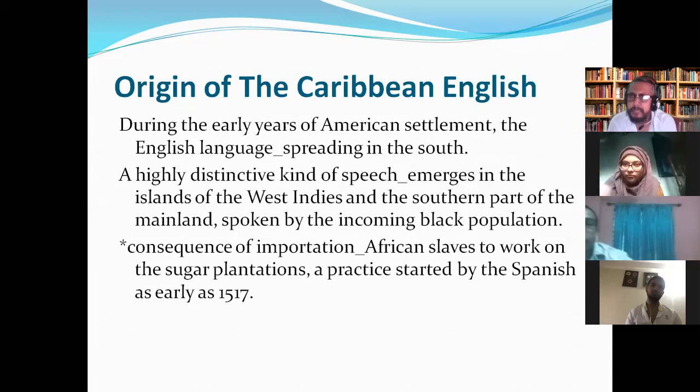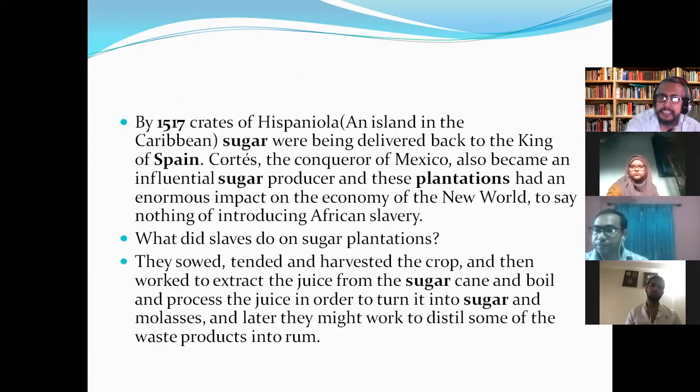How did these black people come over here? These black people are the consequence of the importation of African slaves to work on sugar plantations, a practice started by the Spanish as early as 1577. The Spanish, they started a sugar plantation project.